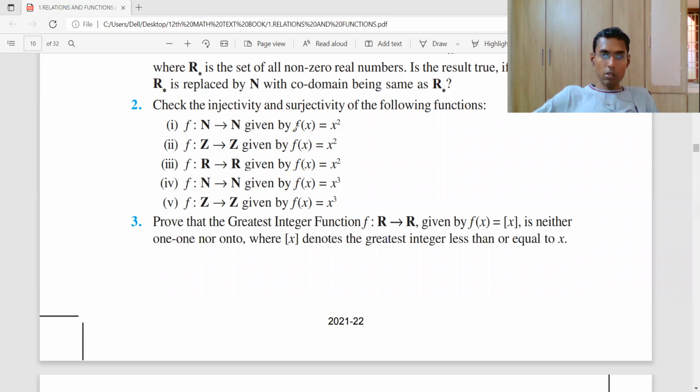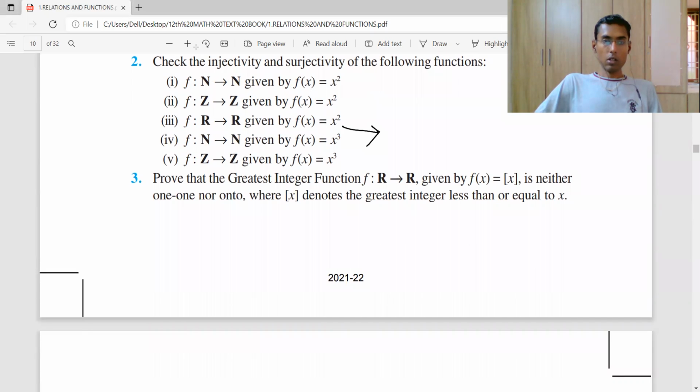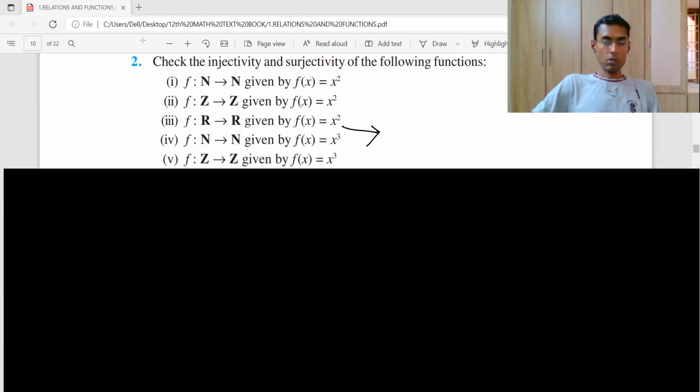So now this we all check. Injectivity and surjectivity of the following functions. Do we need to give an example? Is it compulsory? First of all, we need to recognize whether it is 1-1 or not. After recognizing only, then we can say. Because it's natural numbers, it is a 1-1 function. If it was real numbers, then it would not be 1-1.